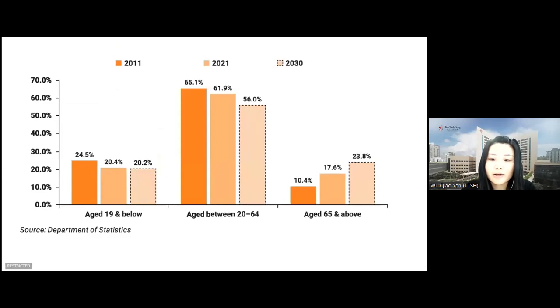From this diagram, we can see that in 2011, about 10.4% of Singaporeans were aged 65 and above. A decade later, in 2021, it has risen to 17.6%. Now it's 2023. By 2030, another 7 years later, it will be 23.8% of Singaporeans who are aged 65 and above. Singapore's population is aging rapidly. More elderly people will develop depression, so we need to pay attention to this problem.